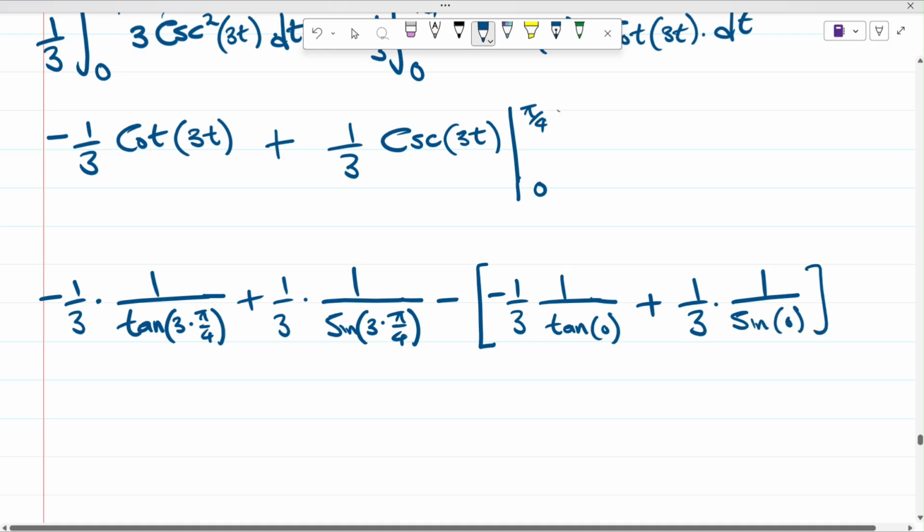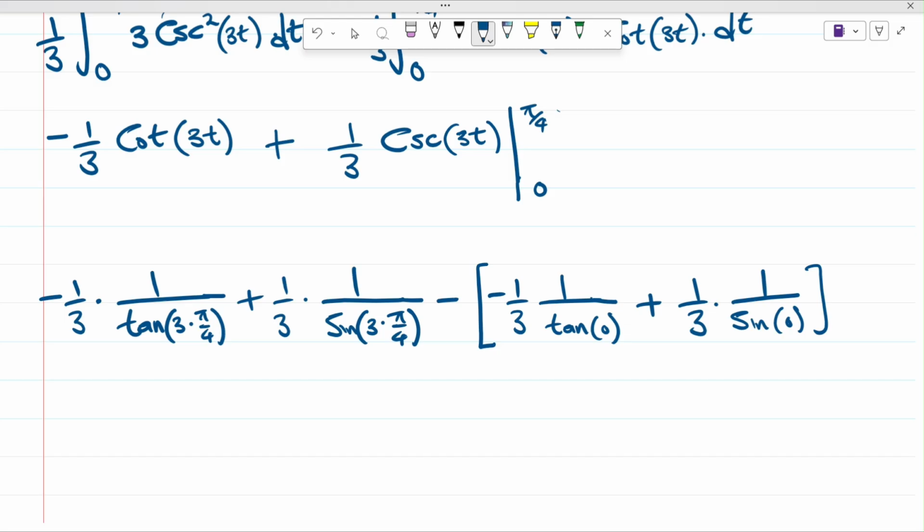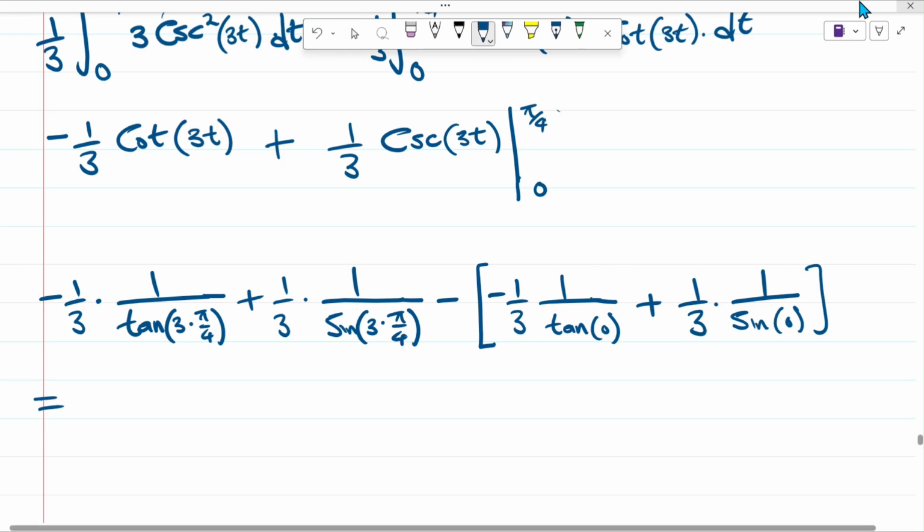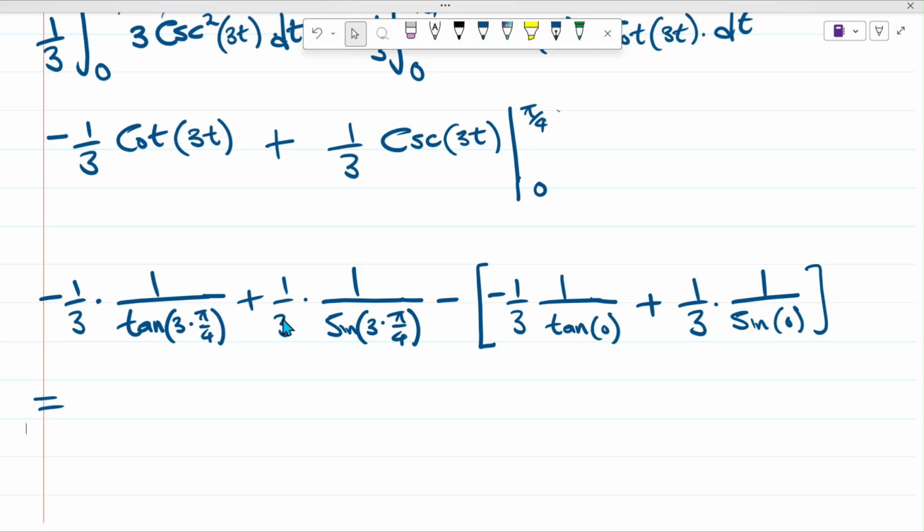Okay, now I'm going to substitute everything here. So tan 0 is 0, sine 0 is 0, so we don't have to substitute this part. We can just focus on this side only. So I'm punching now in my calculator. Please be patient with me. Tan 3 multiplied by pi over 4, plus 1 over 3 sine 3 pi over 4.